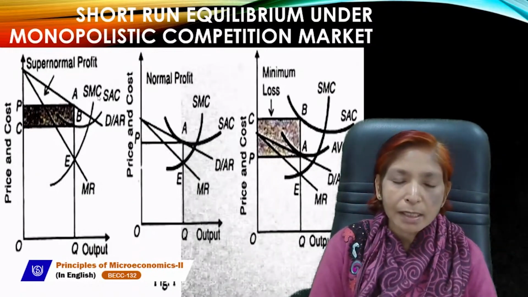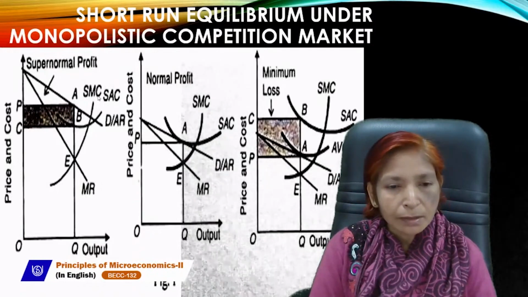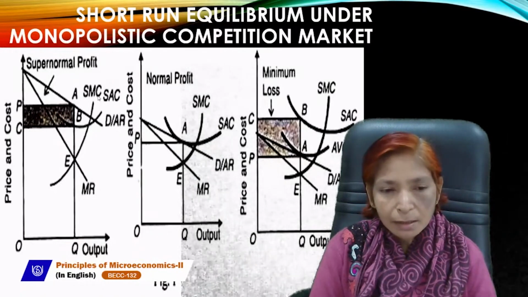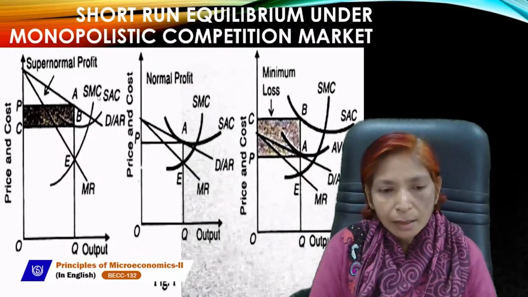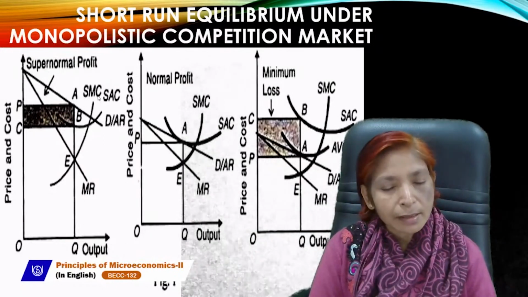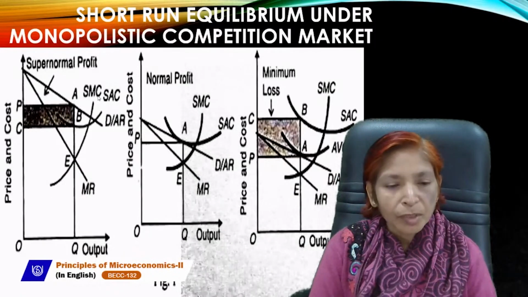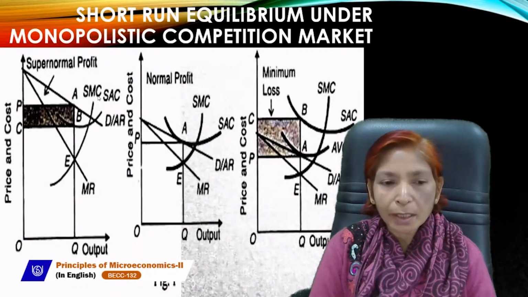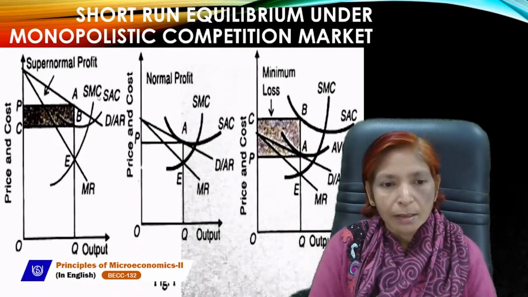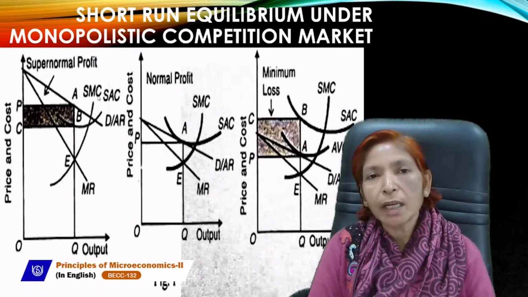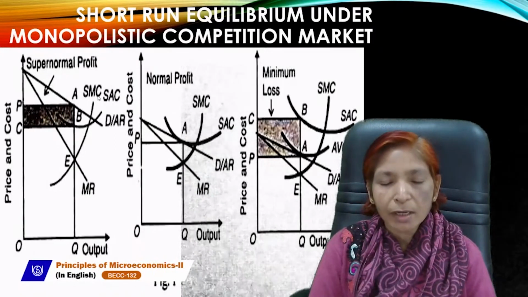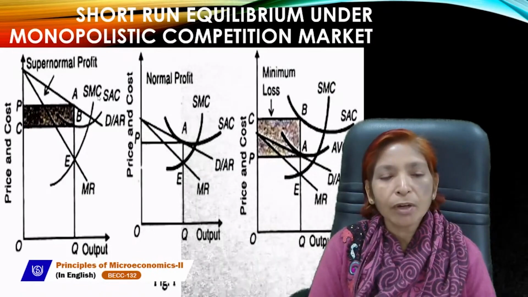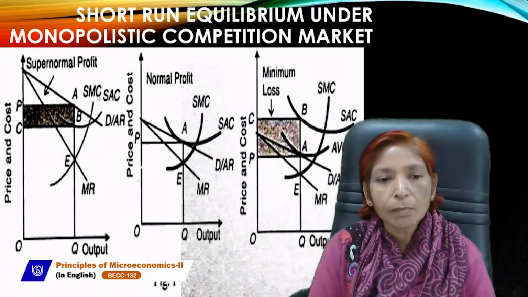MC always cuts AC at its lowest point on the U-shaped curve. Now where MC cuts MR, the equilibrium point will be determined, and if we draw a line and join it to the x-axis, we will get the output level OQ, and if we extend this line to the AR curve, we will get the price, which is OP. Here point A is showing that there is no difference between AR and AC. Where AC and AR are both equal, there is no difference between them. That is called the normal profit point.